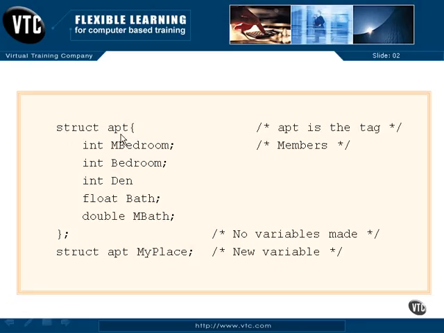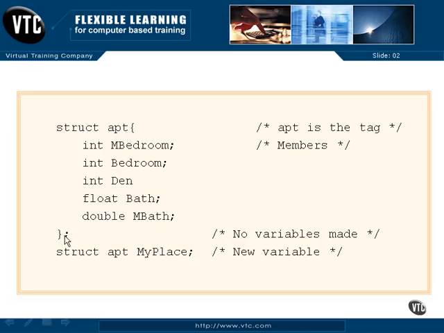So we're going to make a new apartment structure, and in here it will have an integer master bedroom. It will have an integer bedroom, an integer den, and of course a float bath. I always like that myself. And then the master bath, I always like to make it a little larger. It'll be a double, which is just a big float. So here we have our apartment structure.